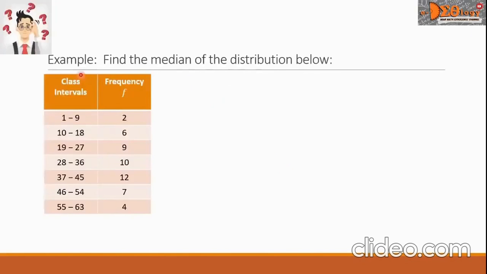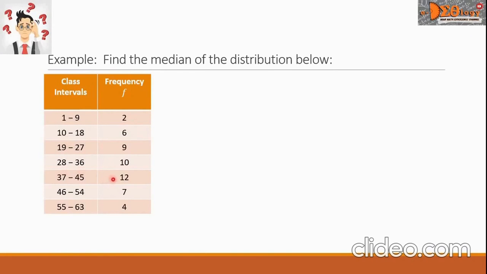Let us see this example. Find the median of the distribution below. There are 7 classes in our example. In the first class interval from 1 to 9, there is a frequency of 2. 6 frequency for the class interval 10 to 18. Frequency of 9 for the class interval 19 to 27. Frequency of 10 for the class interval 28 to 36.